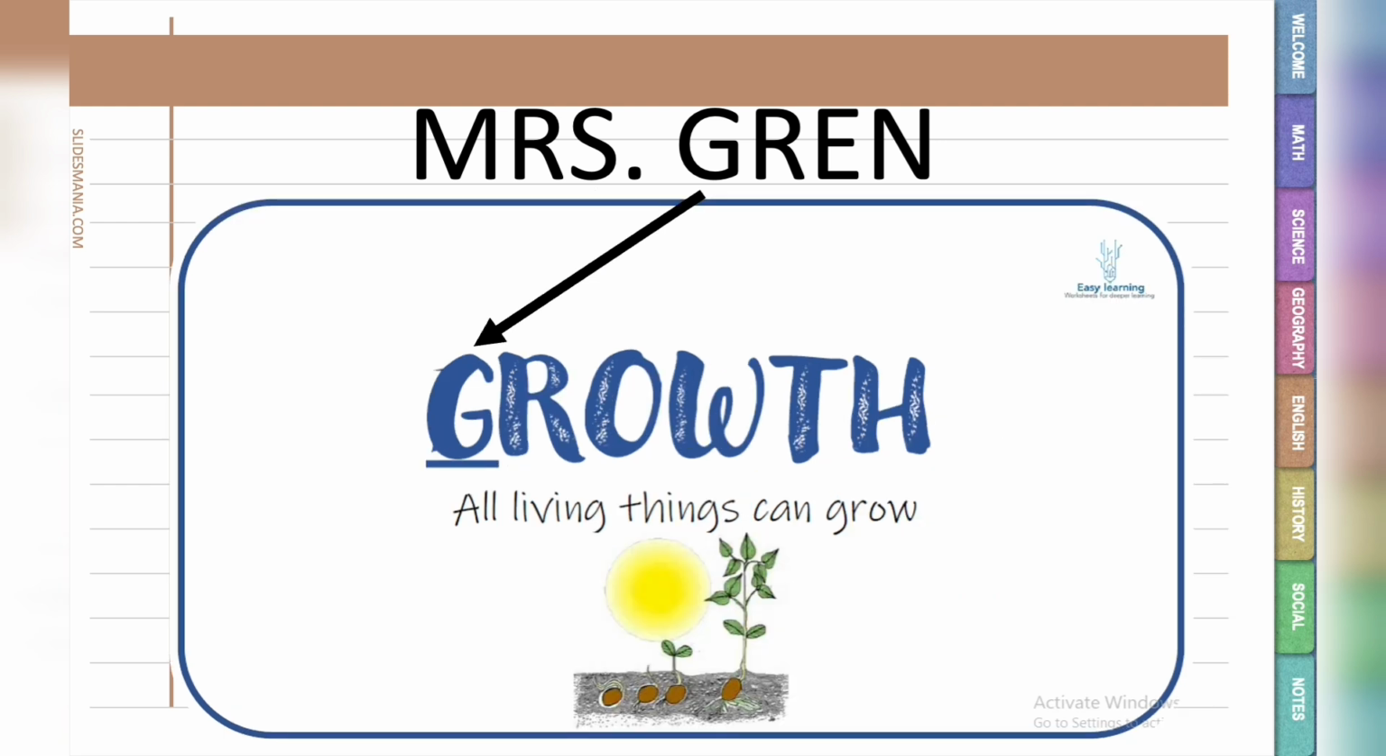The next letter G is for growth. All living things can grow. Yes, they grow from a small seed, like plants grow into a big tree sometimes. And you can see some animals, it's a small egg, but later it grows into a big one. Even small kids or babies grow into adults.